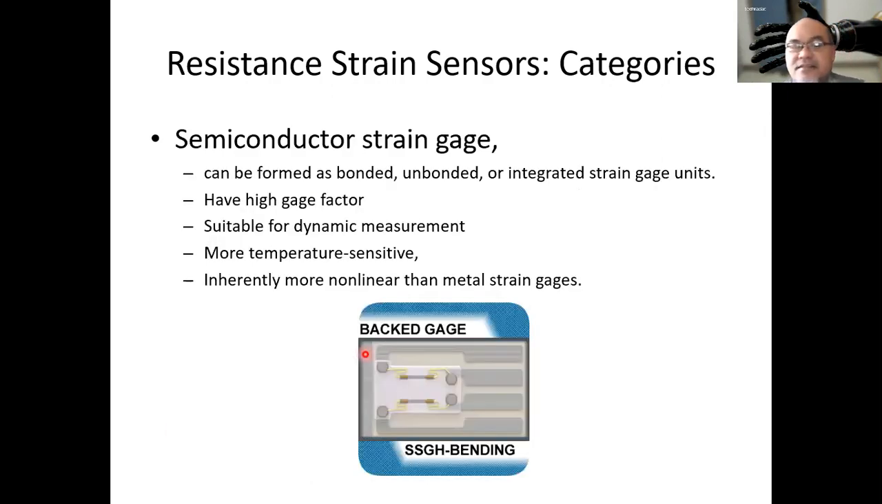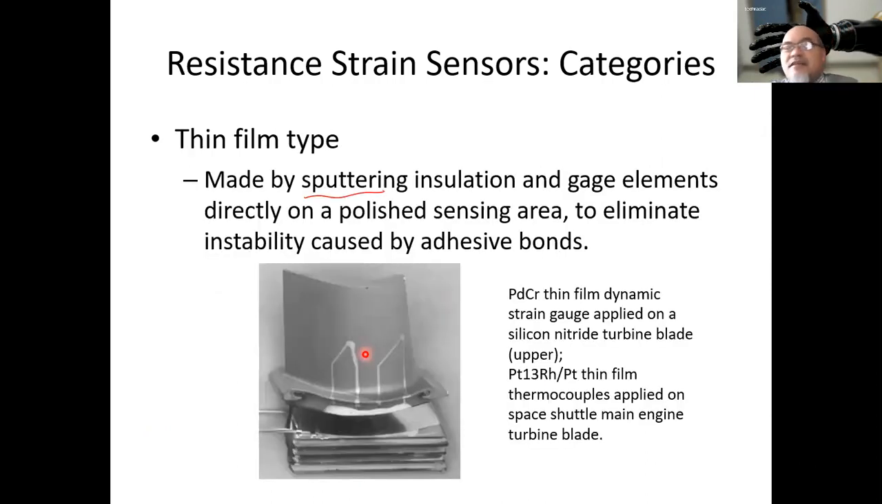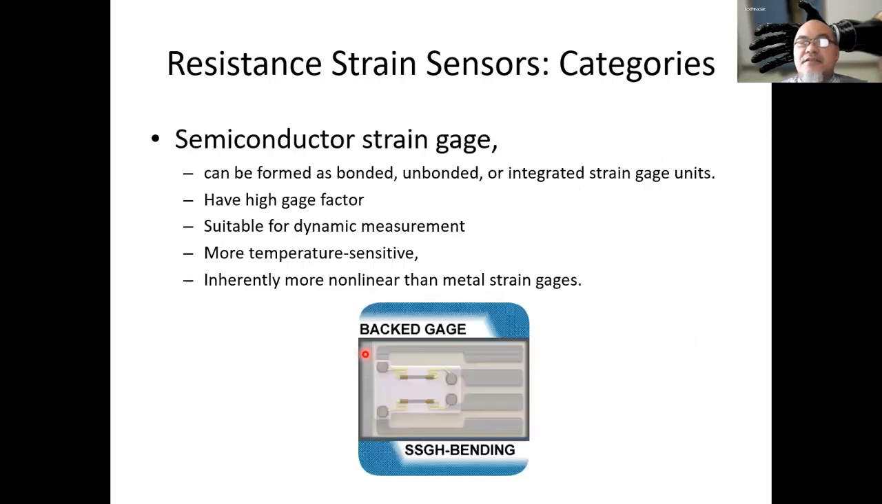But it is more difficult. In order to sputter, you have to put the structure as well as the target material, the strain gauge material, in a vacuum setting, such that when you bombard, in this case for example the platinum chromium alloy, the atoms can easily jump onto the surface of this turbine blade. If the environment is not vacuum, then the atoms cannot get into the surface of the turbine blade structure.